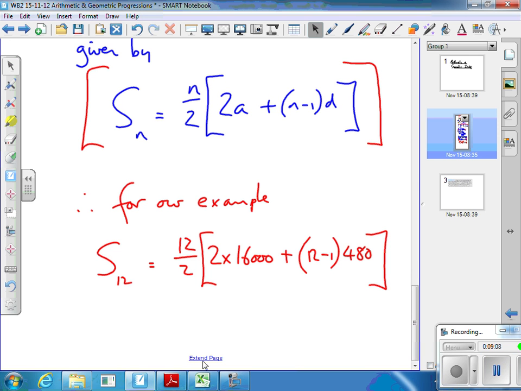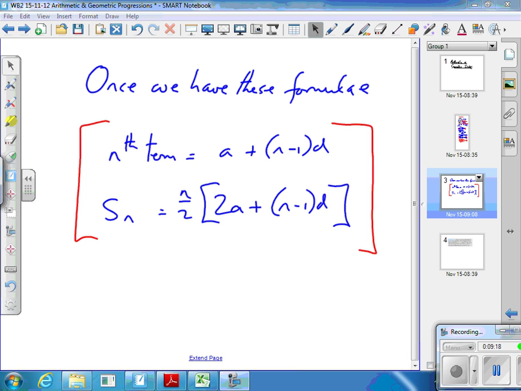Which is something that the firm might be interested in calculating, because then they know how much money they're going to have to cough up for this guy over this 12-year period. So once we've got these formulae, and there they are put together, we can manipulate them like any algebraic expression.